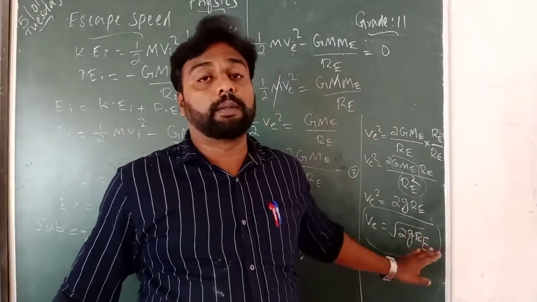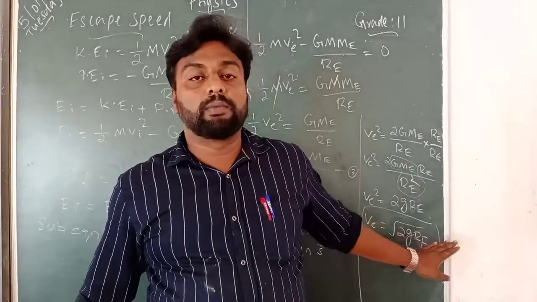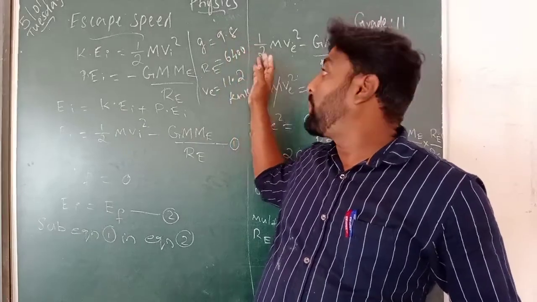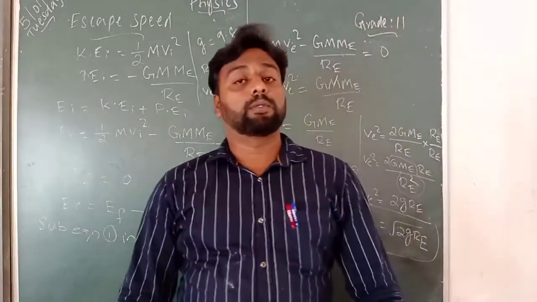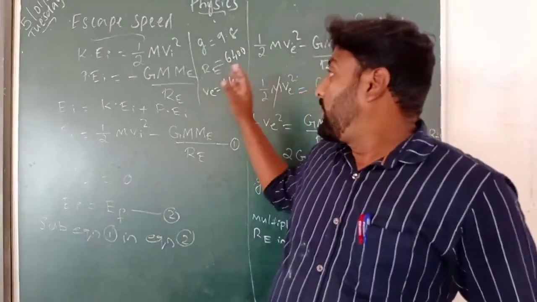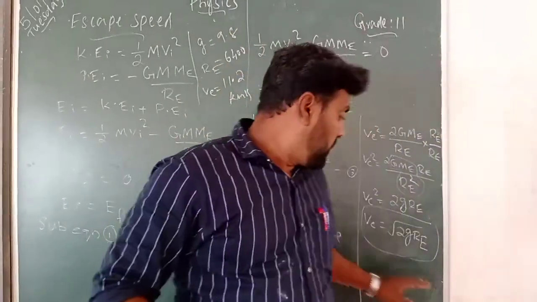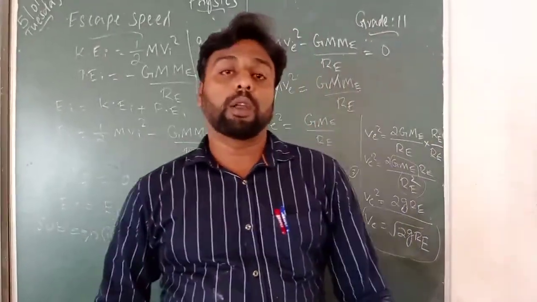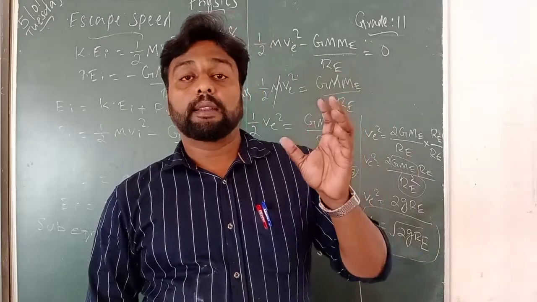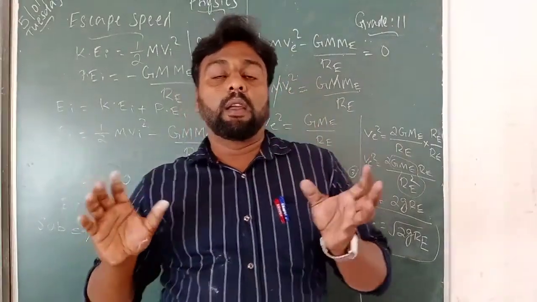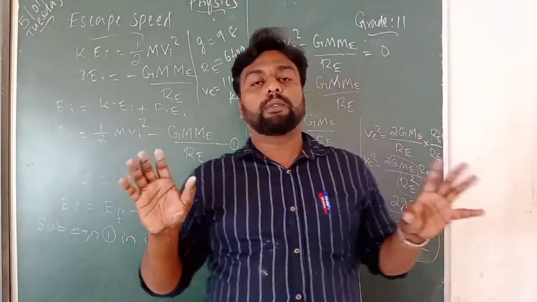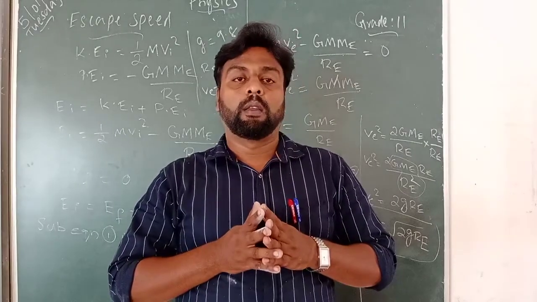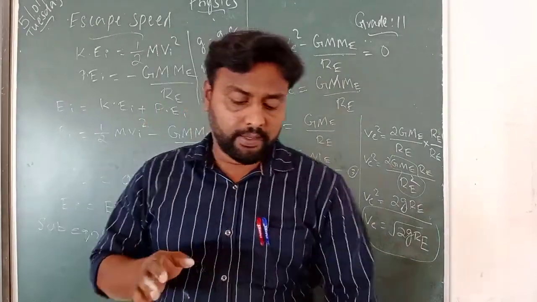So this escape speed depends upon G, gravitational acceleration, and RE, the radius of the earth. We know the value of G is equal to 9.8 meter per second square, and RE is equal to 6,400 kilometer. When we substitute these values in this equation, we will get the escape speed 11.2 kilometer per second. Hydrogen and helium are lighter materials, so this speed is enough to escape from the gravitational field. So this was the escape speed equation.